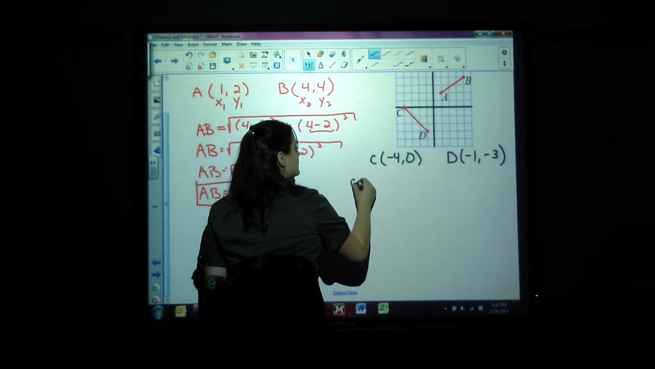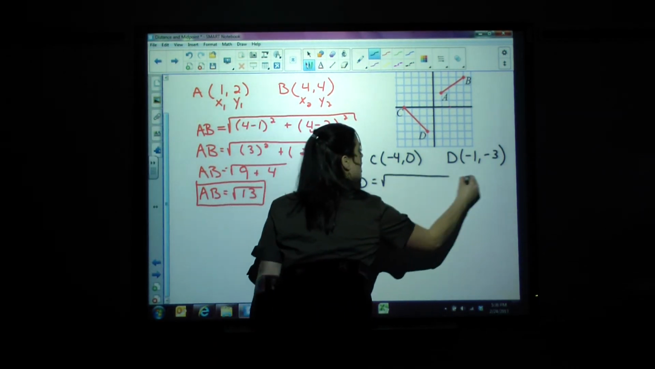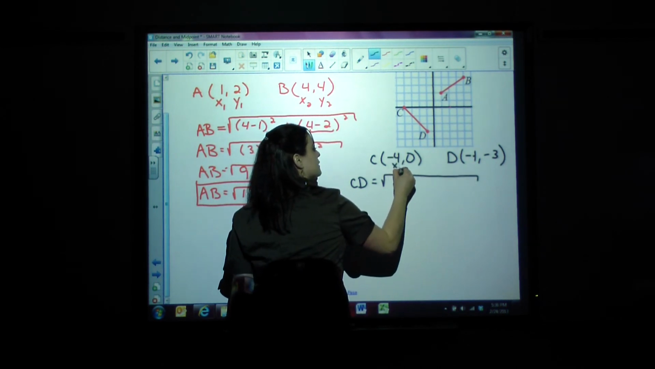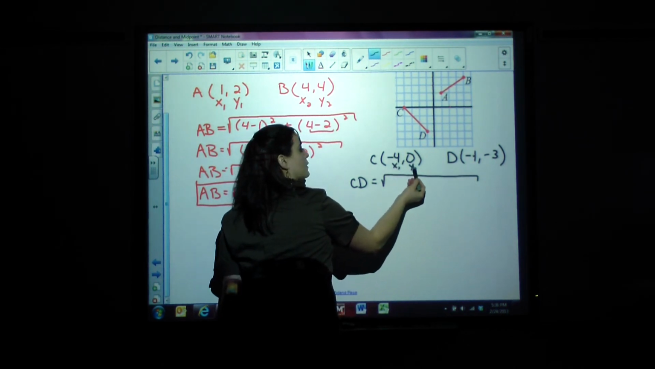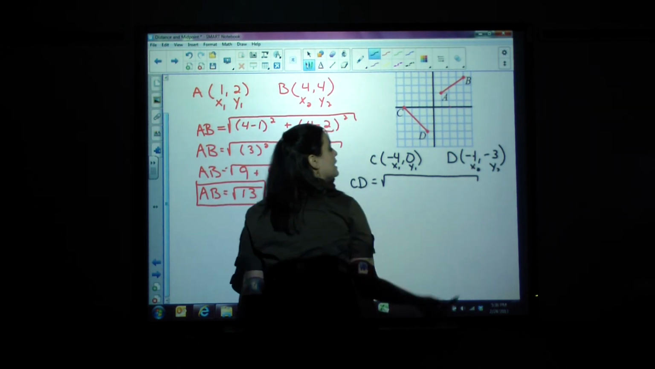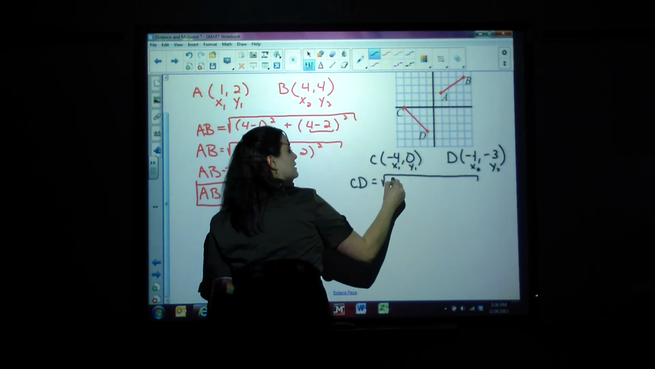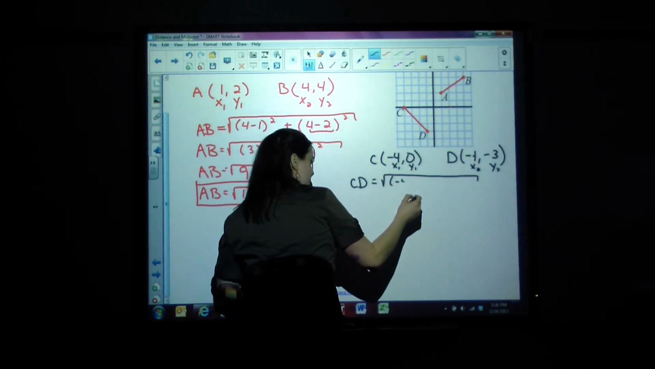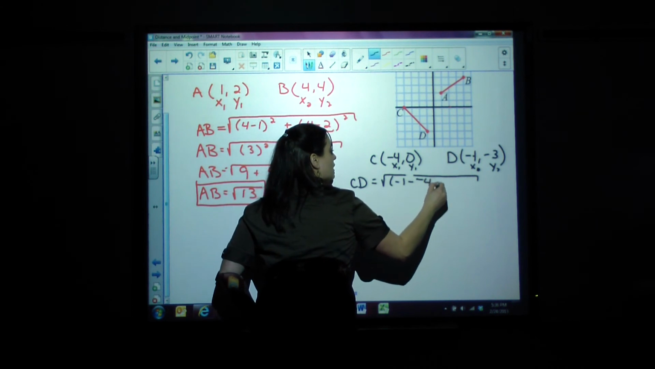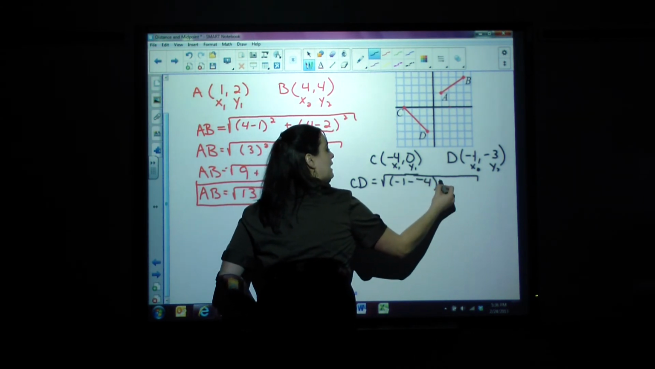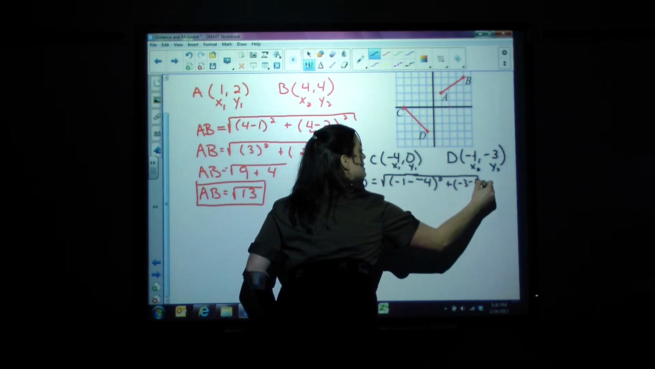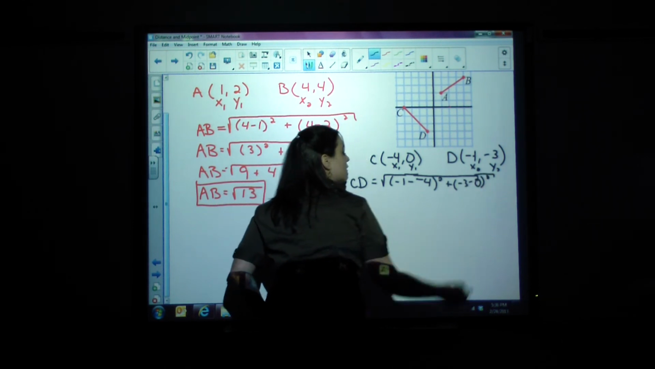The length of CD equals the square root of the difference in the x's. Let's remember, this is the first point, so I'm going to call it x1 and y1. This is my second point. I'm going to call it x2 and y2. So I'm going to find the difference in my x's. I'm going to take negative 1 minus negative 4. Yes, I am subtracting a negative, squared, plus negative 3 minus 0 squared.